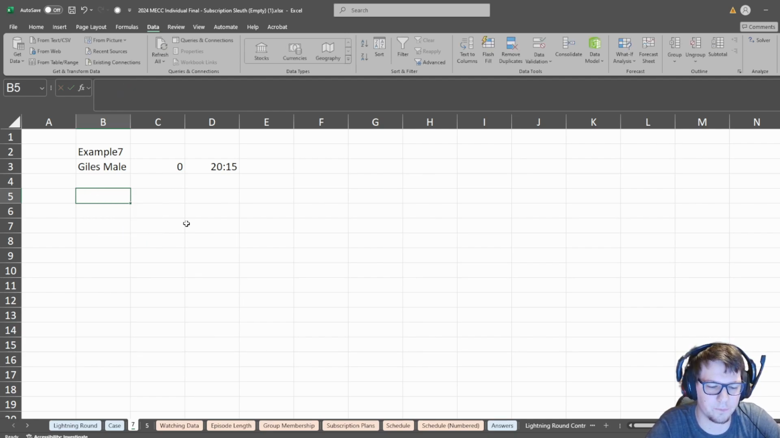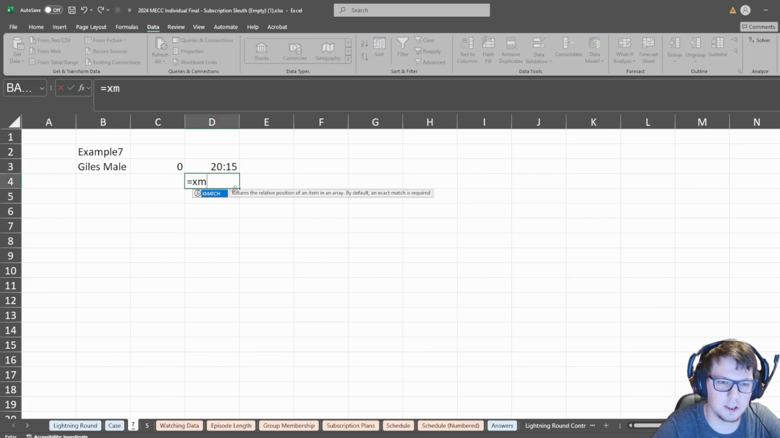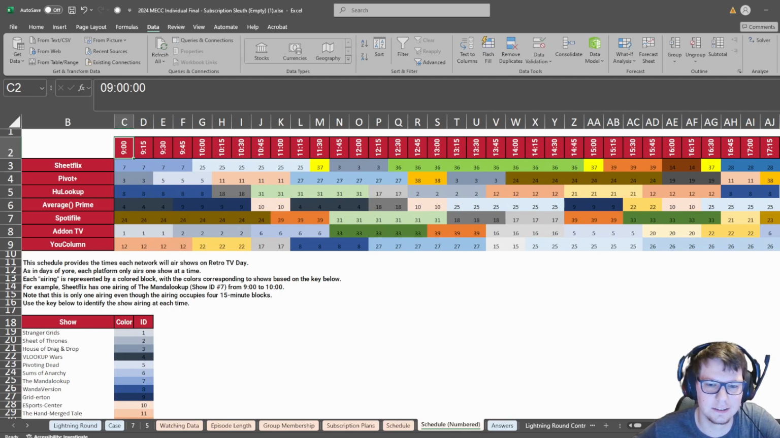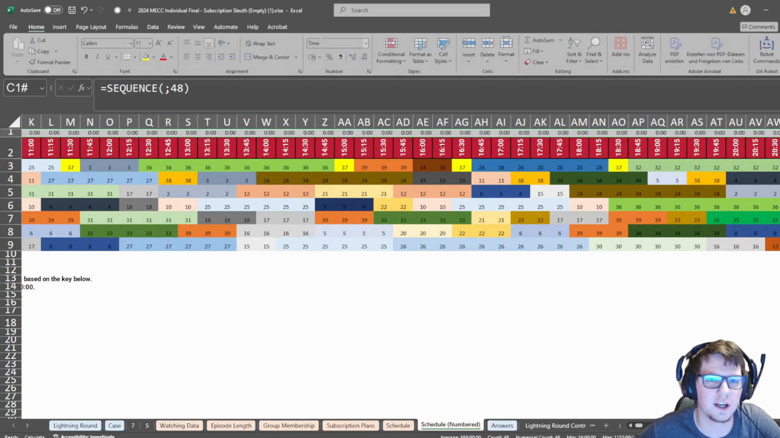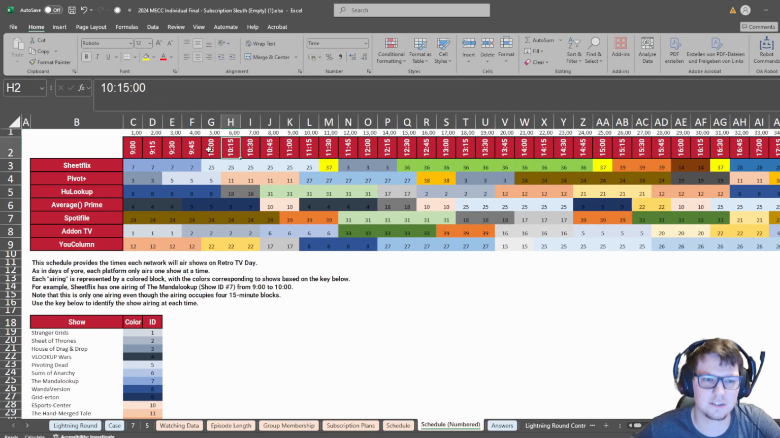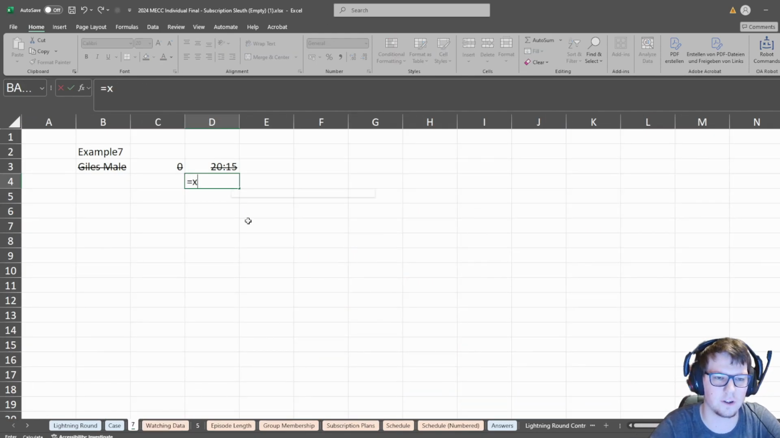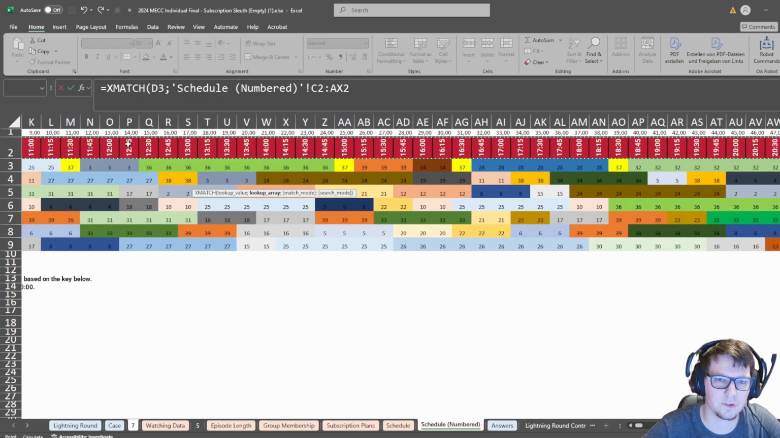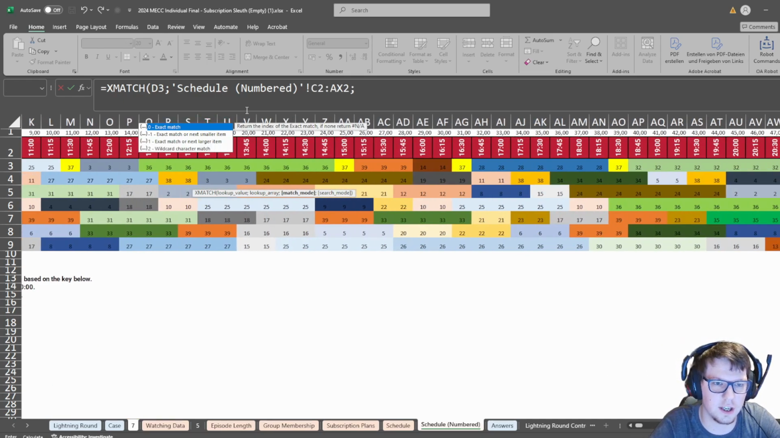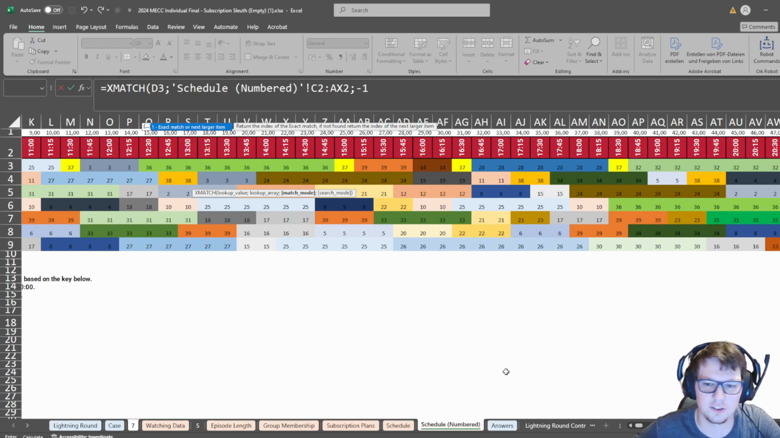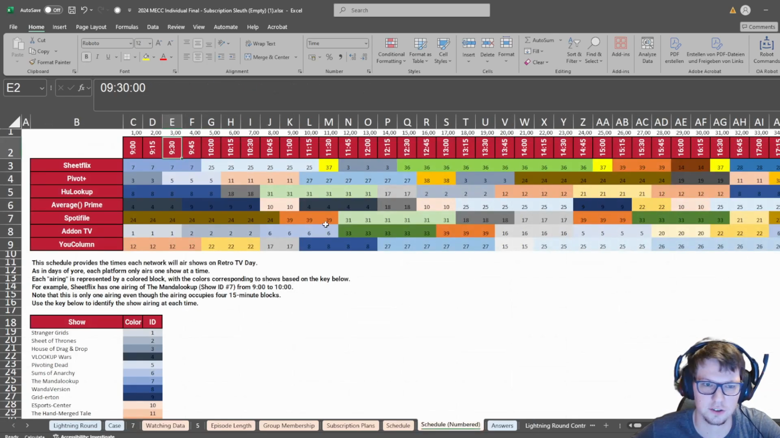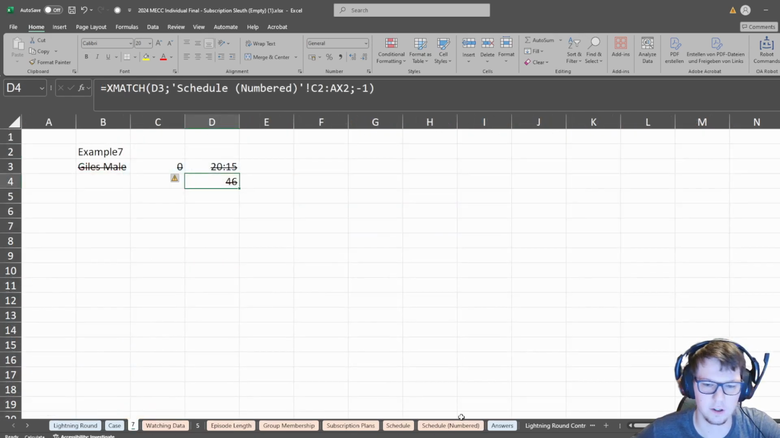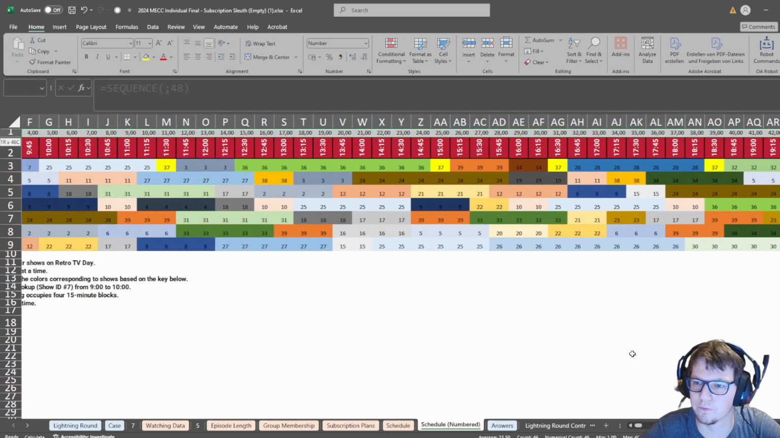So the first thing I want to do is, yet again, do something here and get a sequence of 48. So we can get in what sequence it belongs and then filter according to this sequence. The match mode is exact match or next smaller, I think, because it starts at 9 and ends at 9:15. So we have 46 for 8:15, which is right.